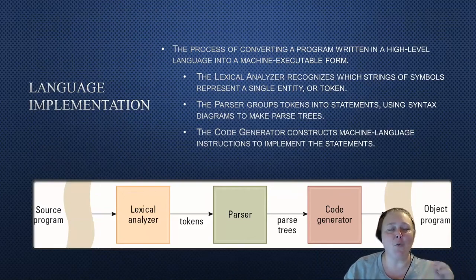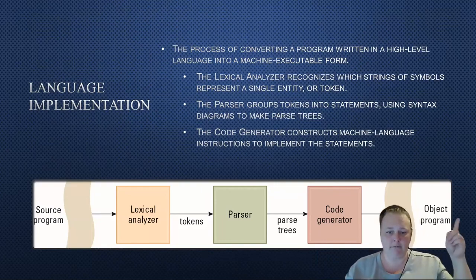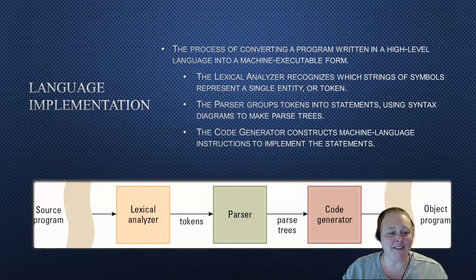But first, what the programmer writes, we're calling that the source program. That's all the way over here on the left. And what the computer can understand is called the object program. That's right there. So each translation has 3 steps. We've got the lexical analyzer, the parser, and the code generator.